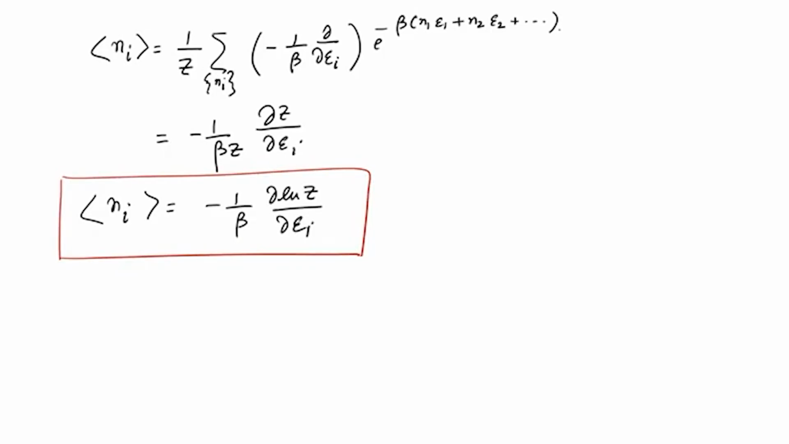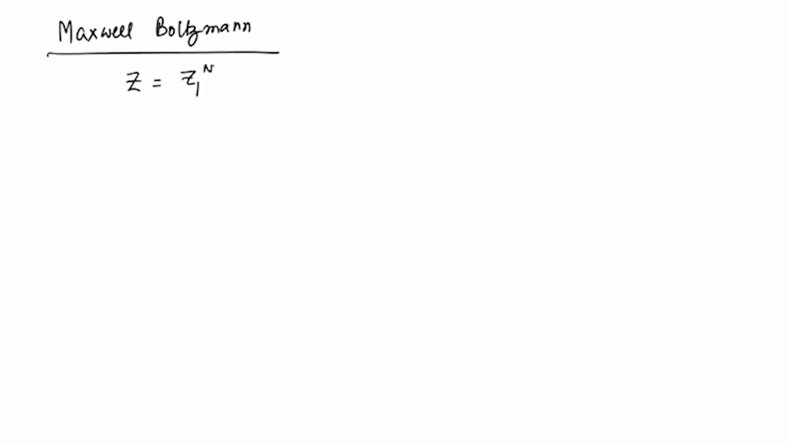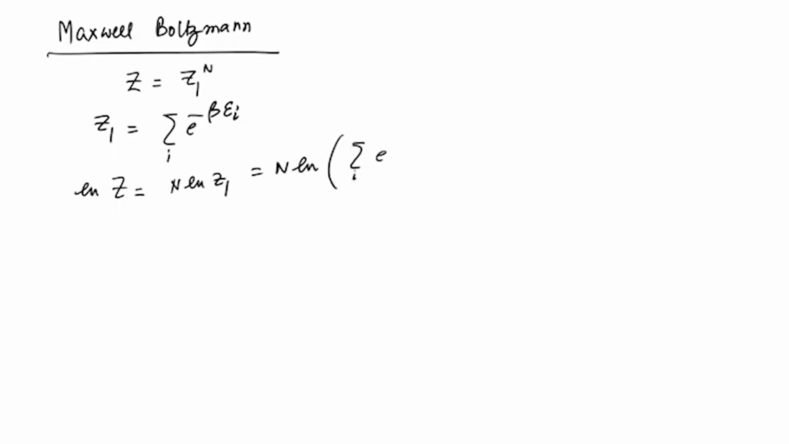So, we will use this for computing the distribution for all of these cases, and let me just do it for the Maxwell-Boltzmann case, starting from a new page here. For the Maxwell-Boltzmann distribution, the total partition function for these non-interacting systems splits into the one-particle partition function raised to the power n, and Z1 is equal to the sum over I of exponential minus beta epsilon I. So, that tells you that log of Z is equal to n log of Z1, which is n log of the sum of exponential minus beta epsilon I. So, that is the log of Z.